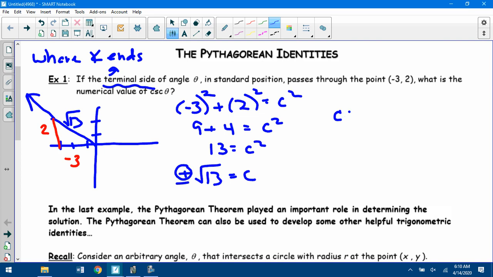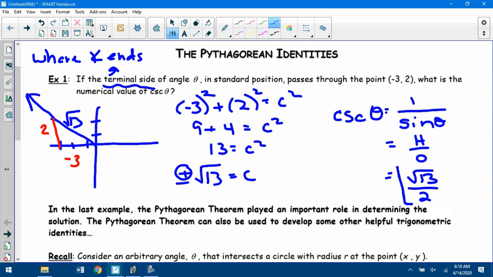All right, so cosecant of theta. Remember, that's 1 over sine of theta. So since sine is opposite over hypotenuse, cosecant is hypotenuse over opposite. So hypotenuse is radical 13, opposite is 2, radical 13 over 2. And there you have it.